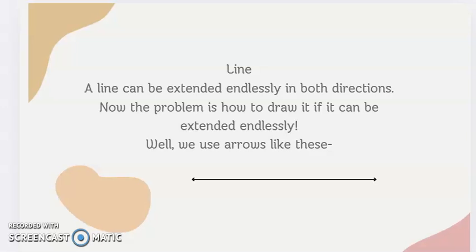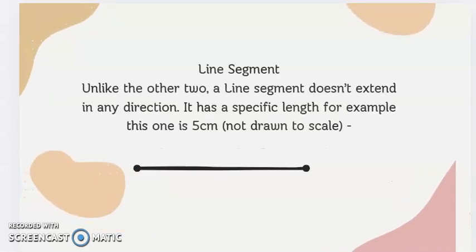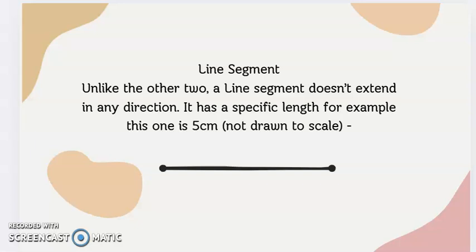Now let's move on to the easiest type of line, which is line segment. Unlike the other two, a line segment does not extend in any direction. It has a specific length. For example, this one is 5 centimeters, not drawn to scale. Now, as you can see, we have two dots at both of the ends. This indicates that it cannot be extended. We also use a dot at one of the ends in a ray for the same reason.